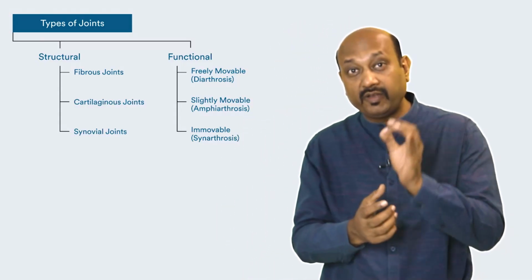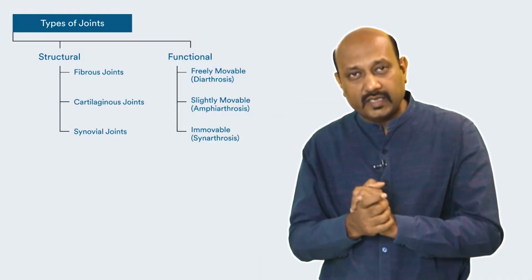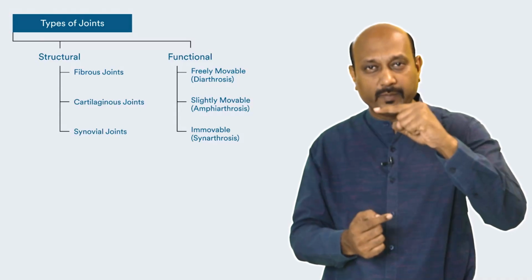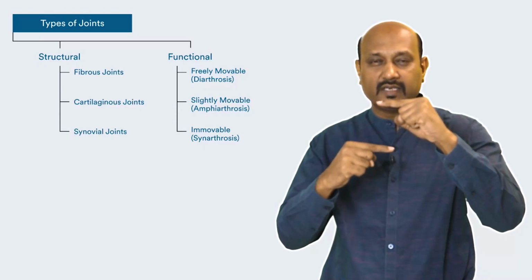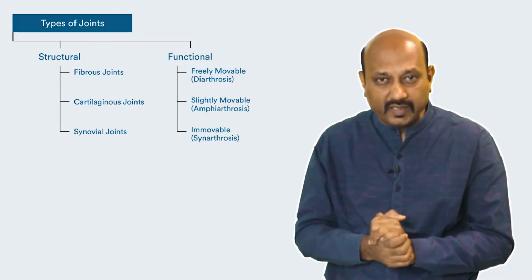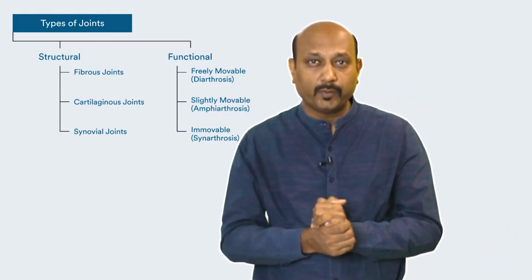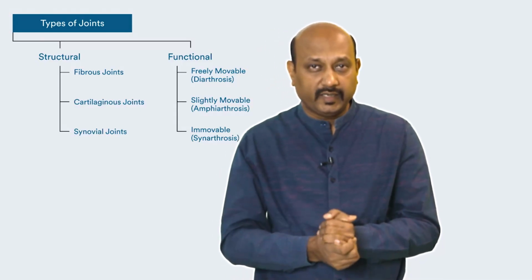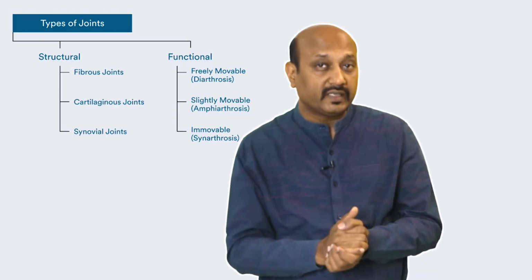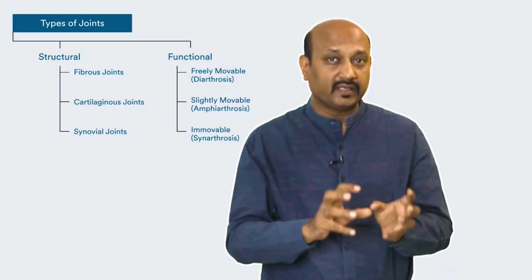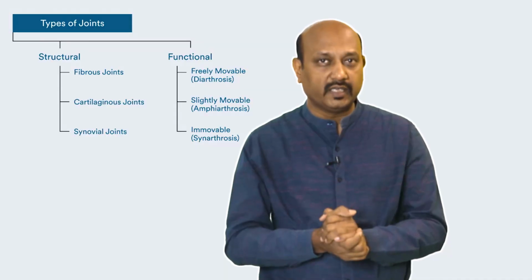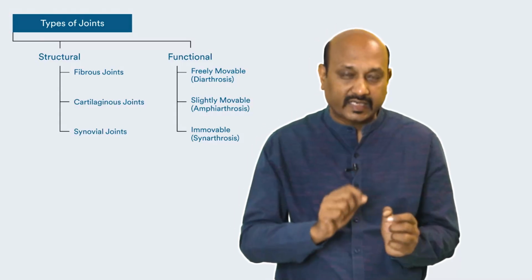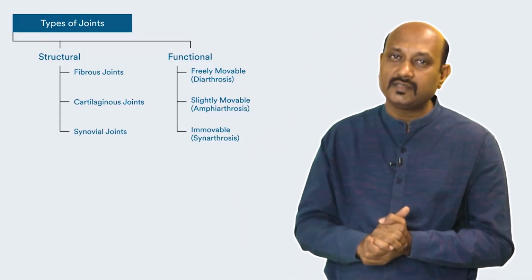In the next category, we have the cartilaginous joint. The cartilaginous joint is again divided into two groups. One, primary cartilaginous joint, another, secondary cartilaginous joint, right? The primary cartilaginous joint is temporary in nature, and the secondary cartilaginous joint is permanent in nature. In the next video, we will discuss the primary and secondary cartilaginous joints in detail. The primary cartilaginous joint is also known as synchondrosis, whereas the secondary cartilaginous joint is known as symphysis.